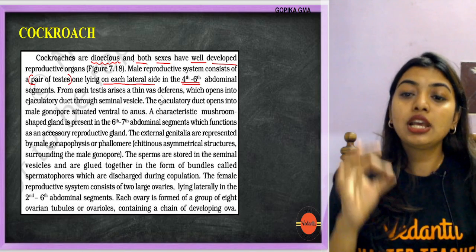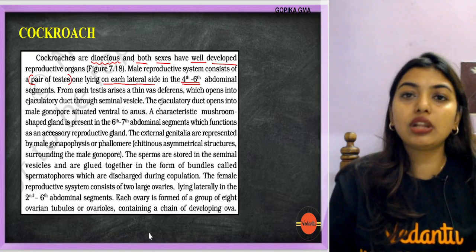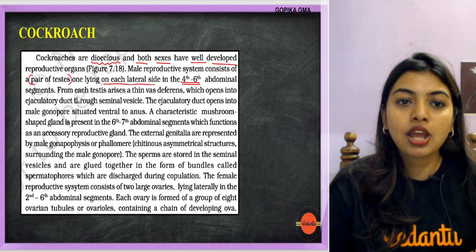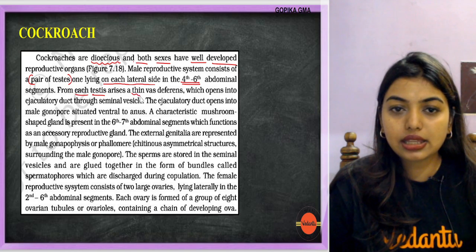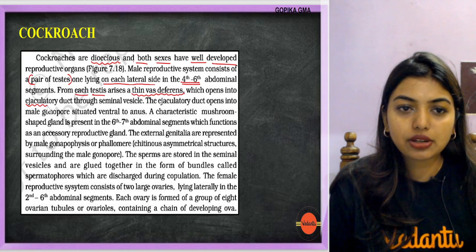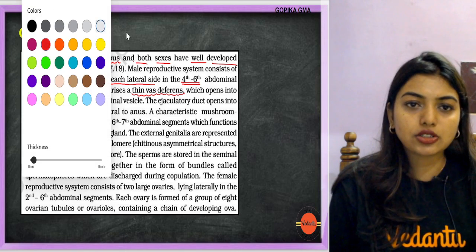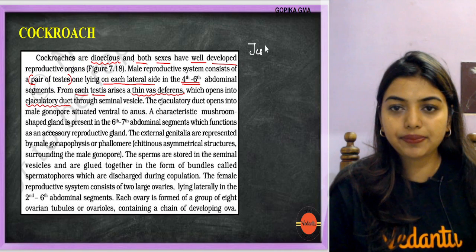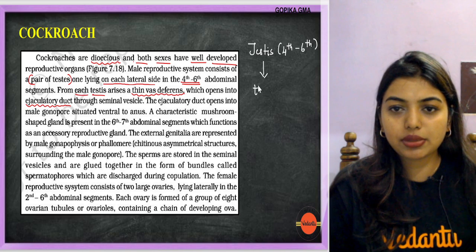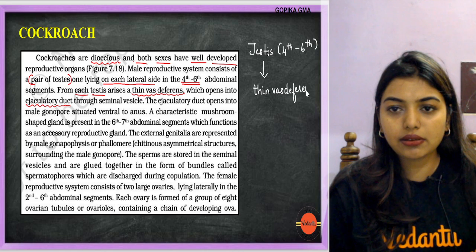And you have to write, students, if you have NCERT right now with you, take a small sticky note and write it there, that in the 4th to 6th abdominal segment the testis is going to be present. Now from each testis arises a thin vasa deferens, which opens into the ejaculatory duct. So the testis is there. Where is it present? Between the 4th to the 6th segment. From each testis, there is going to be a thin vasa deferens.